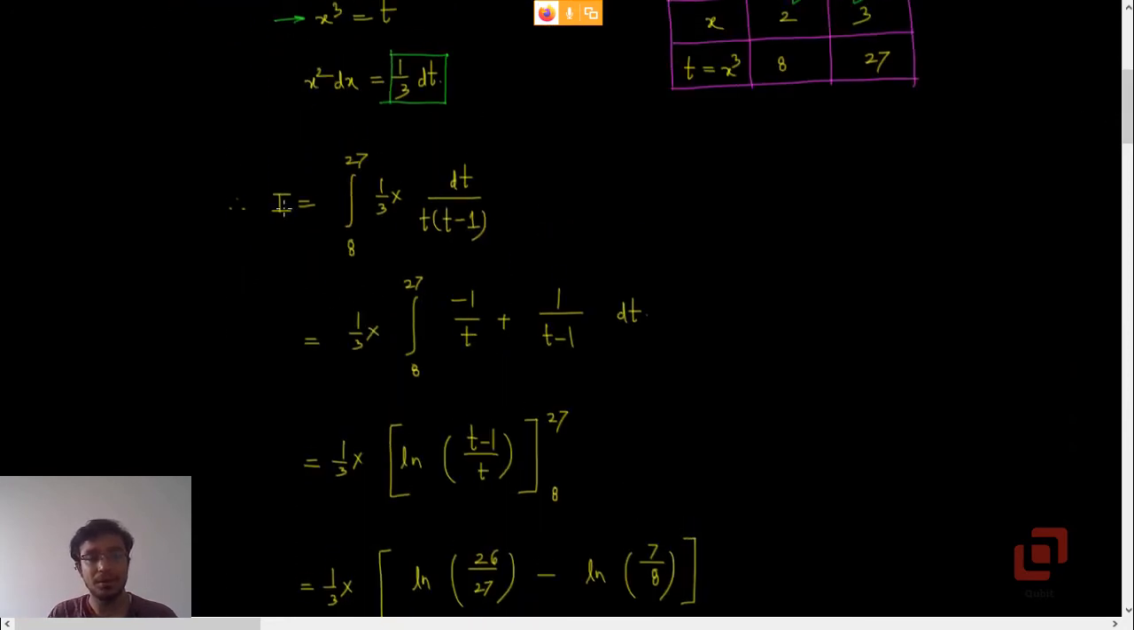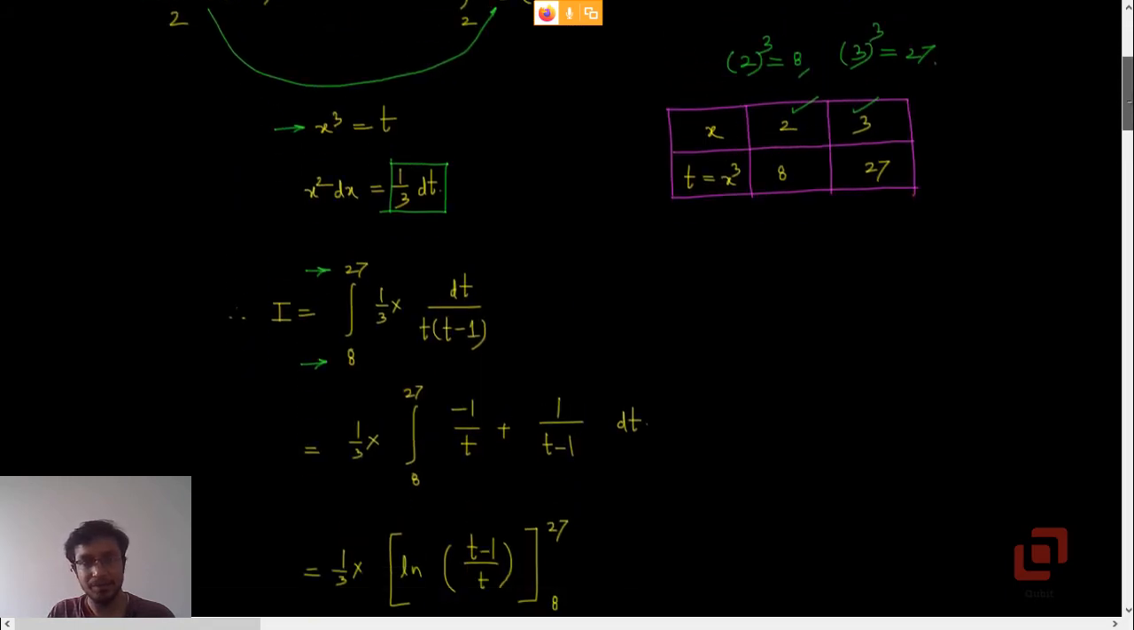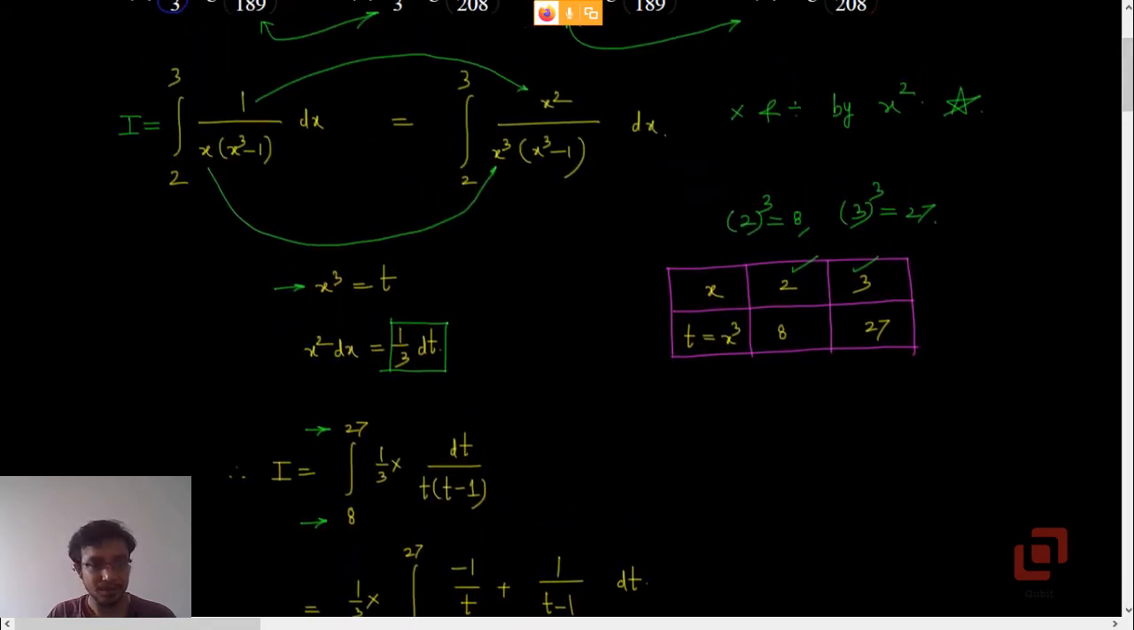So now the original integral I will be equal to the integral with limits 8 and 27. This 1 upon 3 has come because we have substituted for x cube. So x squared dx will now be 1 upon 3 dt, and the terms in the denominator, x raised to 3 into x raised to 3 minus 1, will now be simply t into t minus 1.